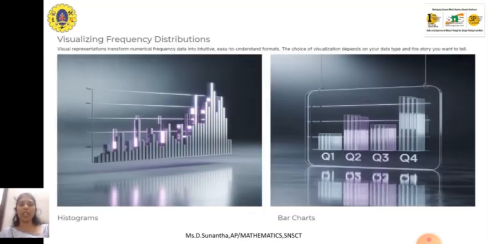Next is visualizing frequency distributions. So visual representations transform numerical frequency data into intuitively easy to understand formats. So the choice of visualization depends on your data type and the story you want to tell. So here the first diagram shows the histogram and the second one the bar chart.